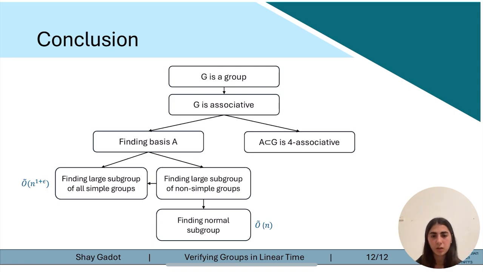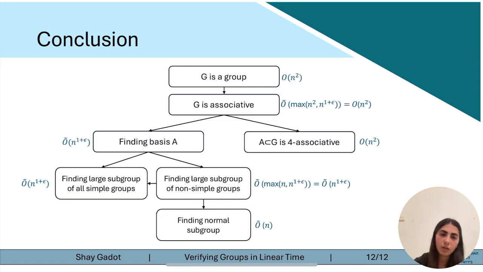Finding a normal subgroup is O tilde of n. Finding a large subgroup of non-simple groups is actually up to both algorithms, so it takes the maximal one, that is O tilde of n to the 1 plus epsilon. Finding a basis would be O tilde of n to the 1 plus epsilon. That brings us to a sensitivity in O(n squared), which also brings us to determining G as a group in O(n squared).